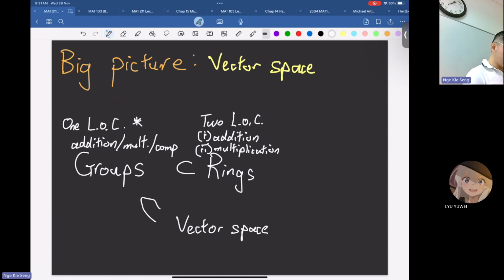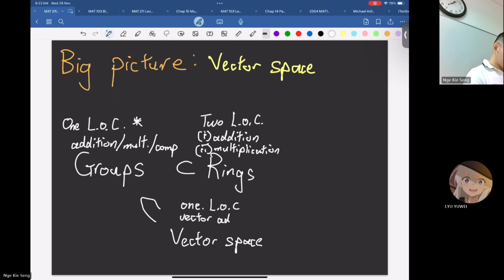There are 10 axioms of vector space. But most importantly, what is in a vector space? You have one LOC, which is vector addition. And then what's scalar multiplication actually? This is a bit like a group action, right? You are taking, for example, a vector space over R. So you have scalar multiplication here. This is an extra thing.